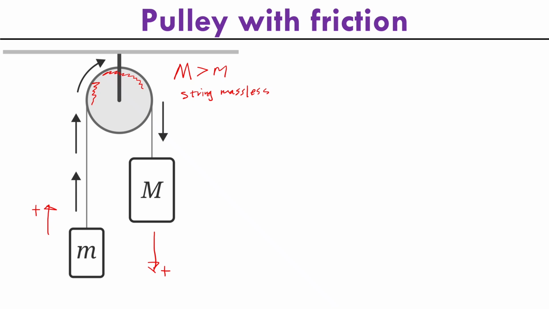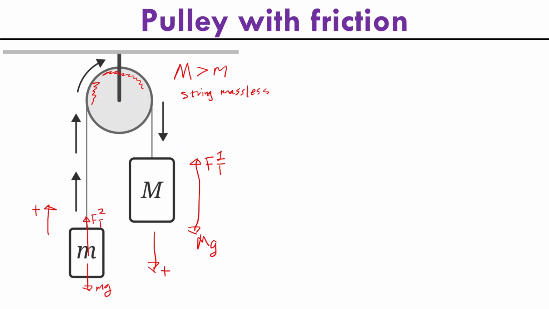So how do we actually solve this problem? We first start with the free body diagram. So for the big M, we know it is under gravity, Mg going down, and we know there's a tension pulling it going up. Let's call it Ft1, okay? And for small m, we know there's gravity, mg going down, and there's tension Ft2 pulling up.